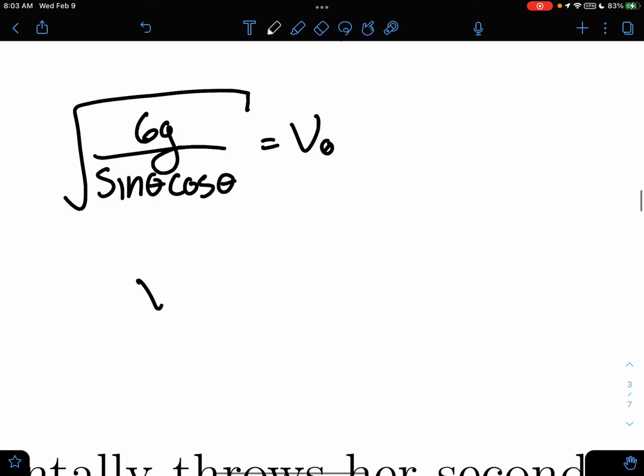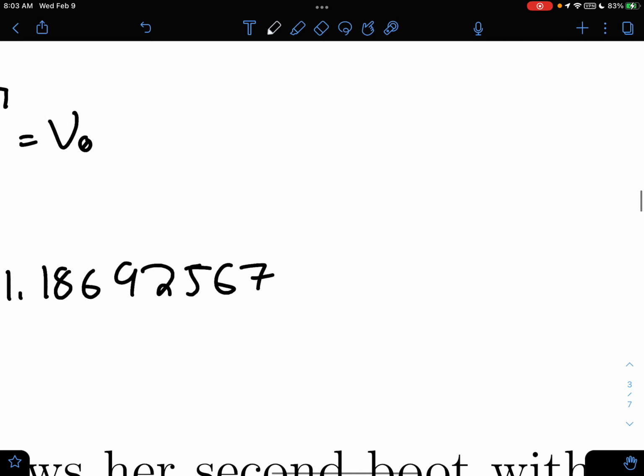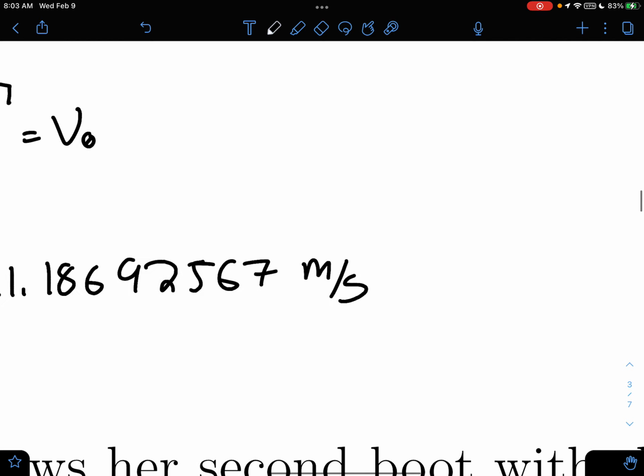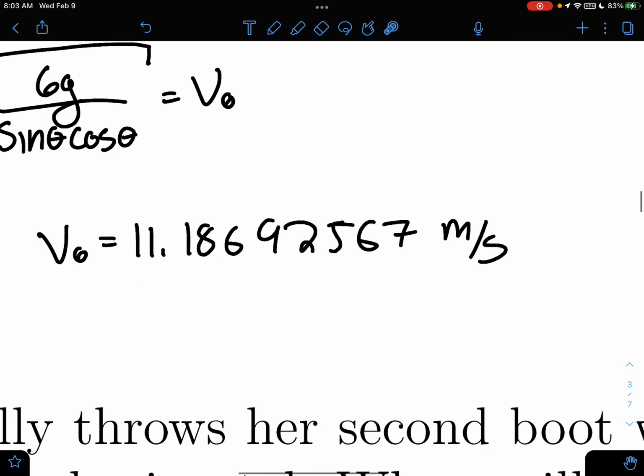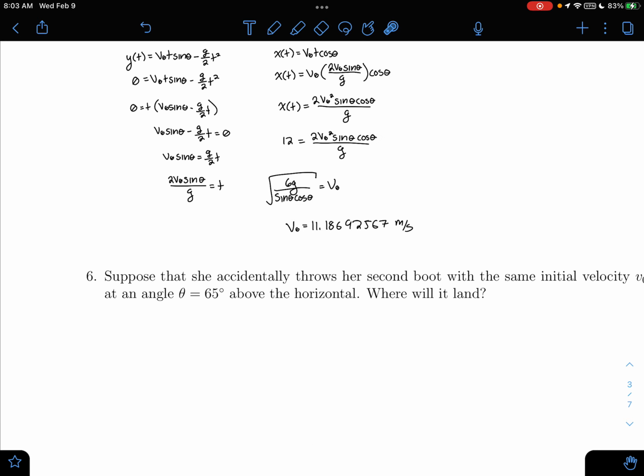And I got v naught to be roughly 11.1869257, and that's in meters per second, because we're at velocity, and I got everything into base units. Do not use this many decimals. It's a me thing. You should round and keep to a normal number of sig figs.